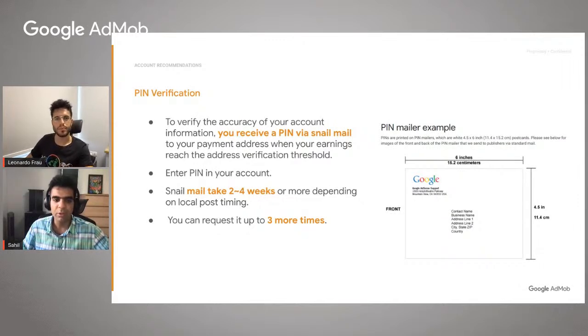To verify the accuracy of your account information, you receive a PIN via snail mail, which is your regular mail, to your payment address. And when your earnings reach the address verification threshold, which is $10 USD or approximately close to that, once you receive the PIN, you need to enter that PIN in your account. Please remember that since we are using regular mail, it may take up to 2 to 4 weeks depending on your local post timings. And you can request up to 3 more PINs.